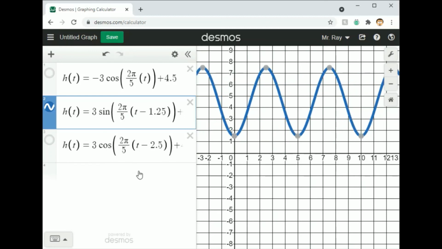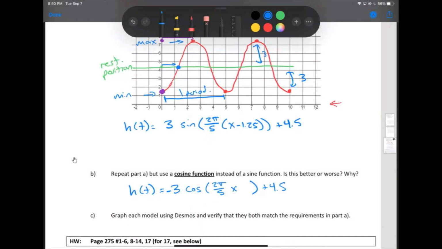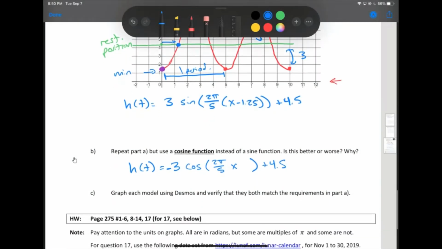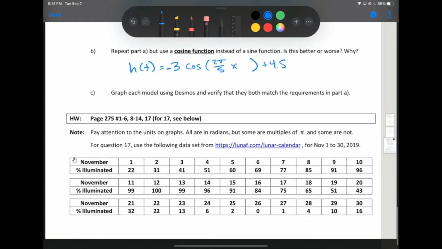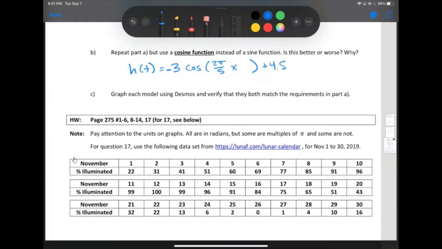Anyway, I'm going to go back to the lesson for just a very quick moment. Part C asks us to verify the models in Part A and B, which we did. And I just want to make a little note about the homework here. So first of all, pay attention to units on graphs. You're going to have some graphs that have multiples of pi and some graphs that just have whole numbers. Sometimes it's easier to work in one, sometimes it's easier to work in another. Often with applications, it's easier to work with just numbers, not multiples of pi. But again, it depends on the question and on your preferences.